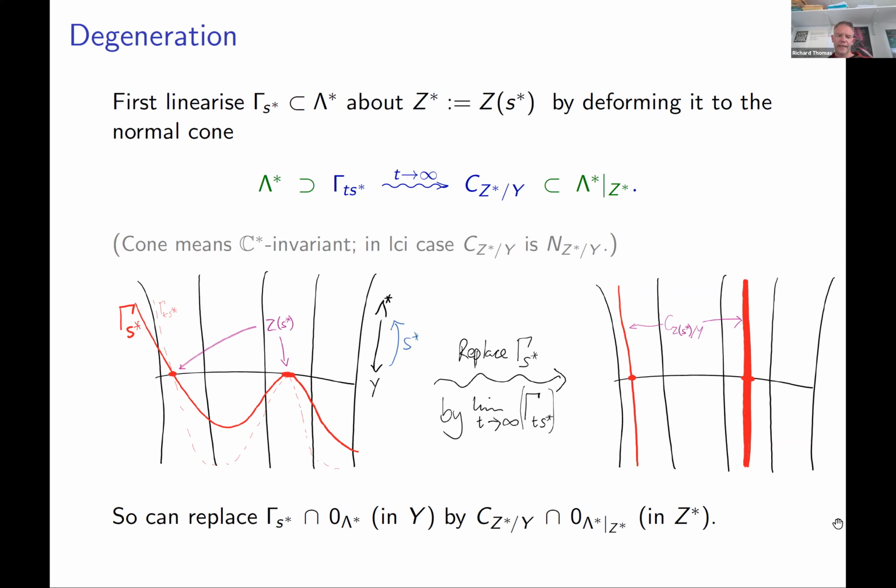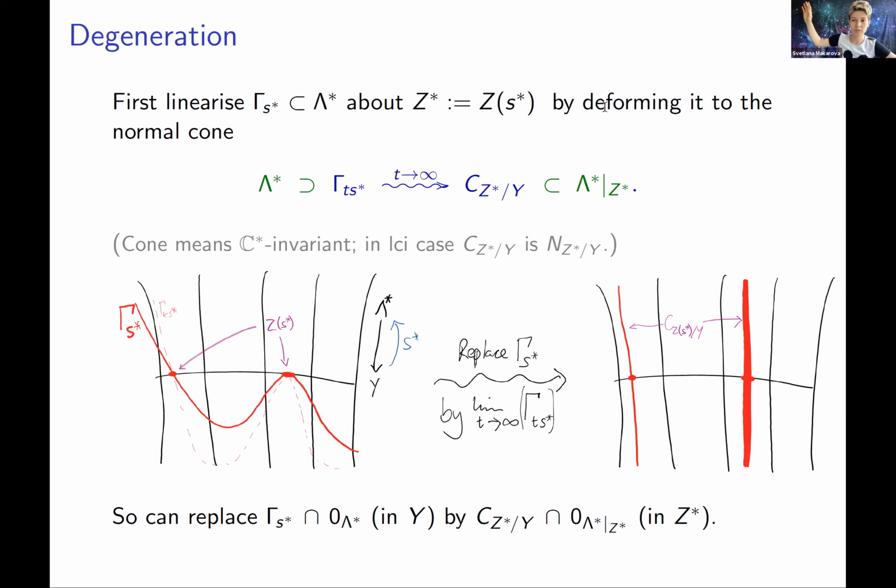So I can now, instead of intersecting in the whole of lambda dual, intersect just in lambda dual restricted to Z dual, the red pieces. So I can intersect the cone instead of the graph with the zero section, and that's my localized Euler class. That now is in Z dual, or in Chow of Z dual. So that's good, we're not in Y anymore. We've managed to localize down to Z dual, the zeros of S dual, but that's already too big. I want to go further to the zeros of S.